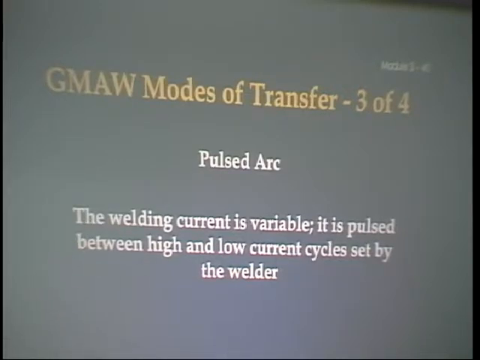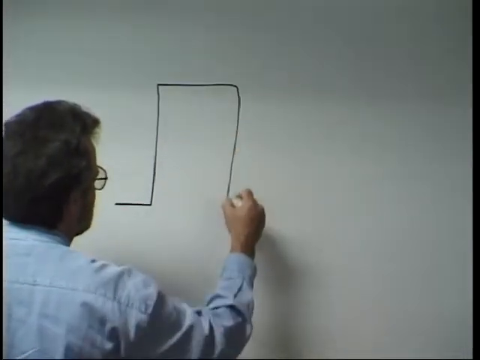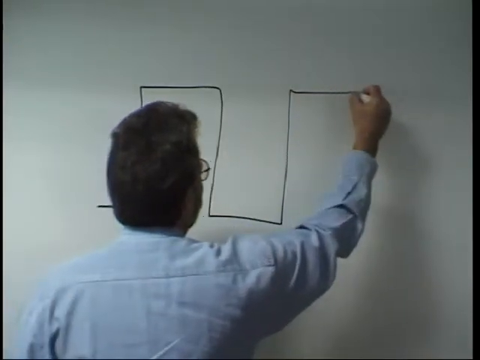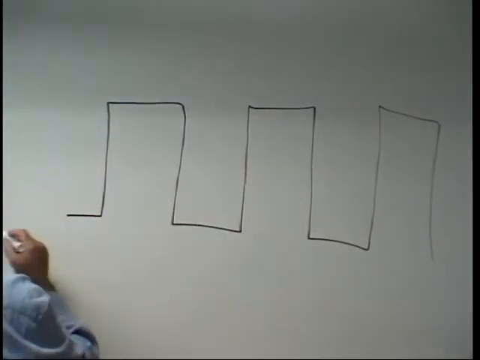So pulse transfer is the other one you need to know, and you can actually weld overhead with this. Benefits are it gives you greater depth of penetration. You can weld in any position with it. And a term you need to be familiar with is peak or dwell time. When you're doing pulse transfer, this is what the cycle is going to look like, and you can see this in your book.